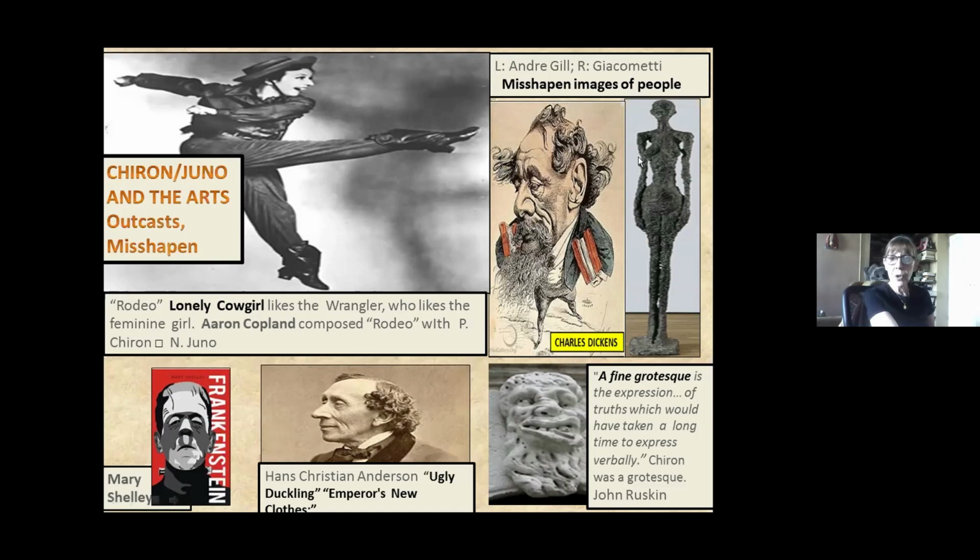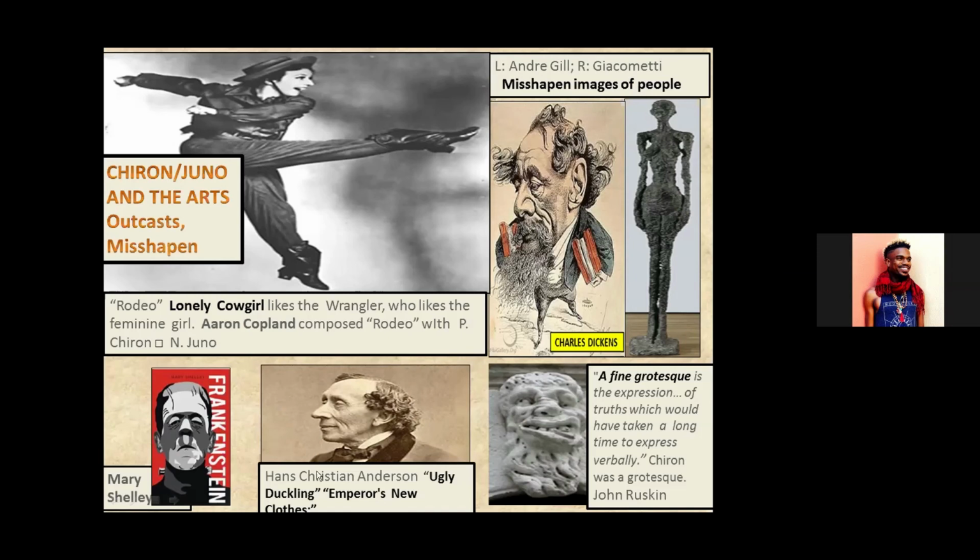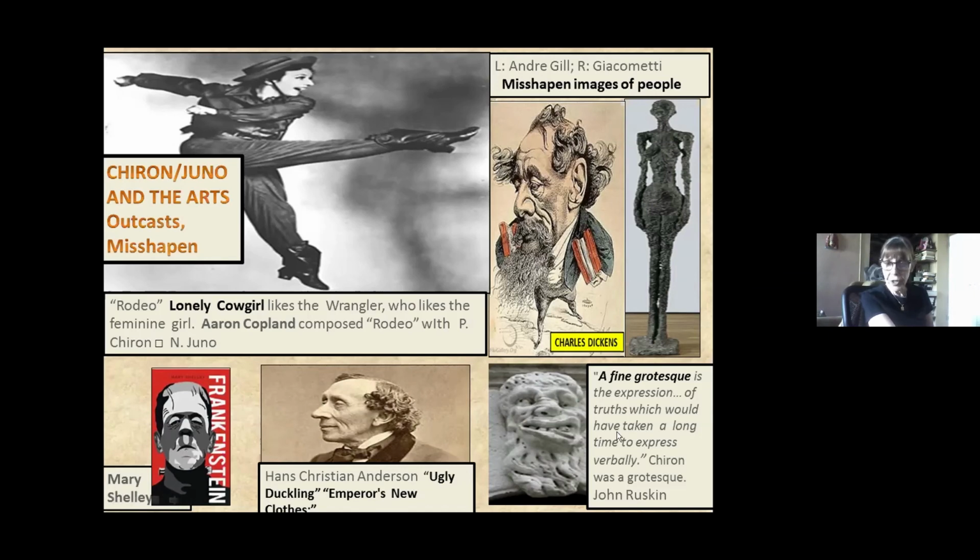So here we have artists also who specialized in misshapen people. This is a guy named Andre Gill, and you can see it's a cartoon of a misshapen Dickens. And Giacometti, also misshapen people. Mary Shelley and Frankenstein the outcast. Hans Christian Andersen wrote stories about outcasts, but he himself had the problem, never really connected with a relationship, tried, but it never happened. And here we have Ruskin, Juno Chiron, who loved grotesques. And Chiron was a grotesque. So that's art, Juno Chiron and the arts.